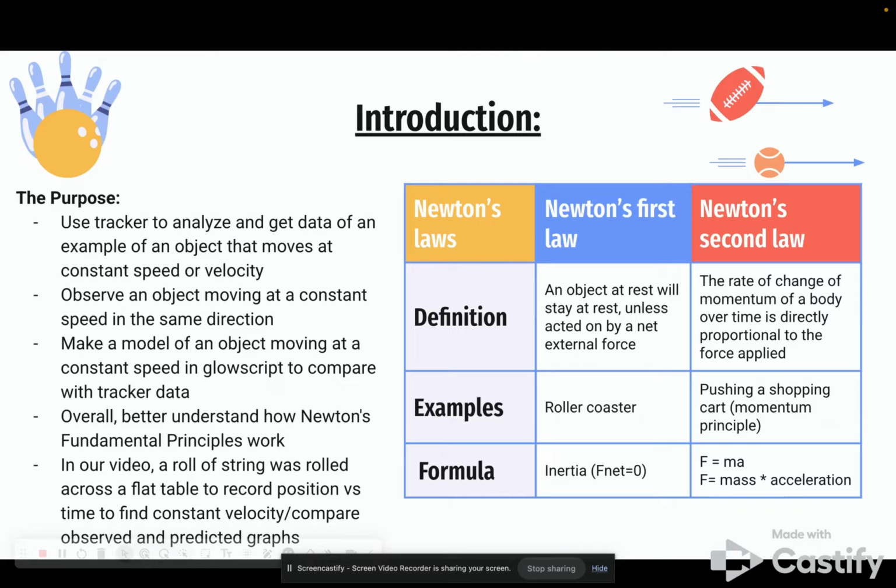And then we built a computational model using physical equations to predict the motion and compared those predictions to what we actually observed. That helped us better understand Newton's laws, especially how motion behaves when the net force on an object is close to zero.